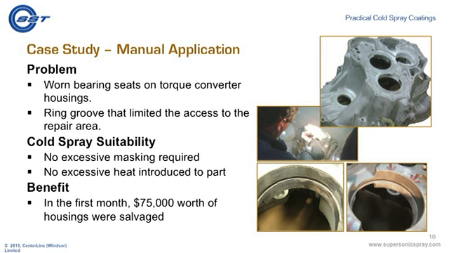Now, moving right along, we're into our second case study. Again, it's a manual application. We have some worn bearing seats. Of note here is that there's a ring groove inside these bearing seats as well. Previously, the customer really had no repair process to salvage these parts. We introduced them to cold spray. There was no masking required to complete these repairs, and definitely no excessive heat introduced to the part. Customer reported back to us that there was about $75,000 worth of housing saved in the first month of use. Again, the customer would simply mount the cold sprayed part into his CNC operation and finish it to his final tolerances.